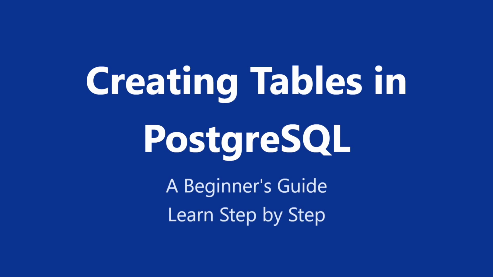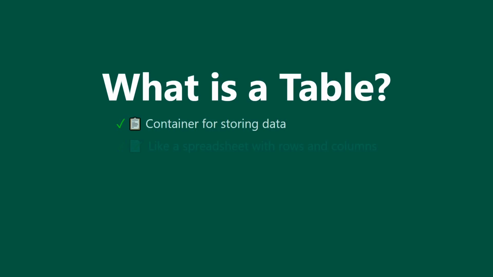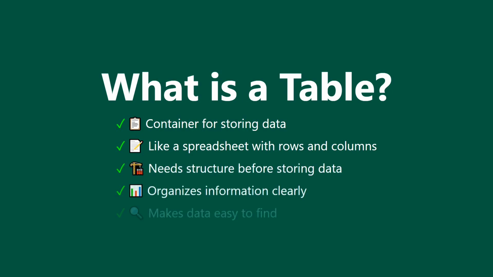In this video, we will learn about the basic operations of a table. A table is a container for storing data in an organized way. It is similar to a spreadsheet. It has rows and columns that help structure information. The key difference is that in databases, you need to define the structure before you can store any data. This organization makes your information clear and incredibly easy to find later.